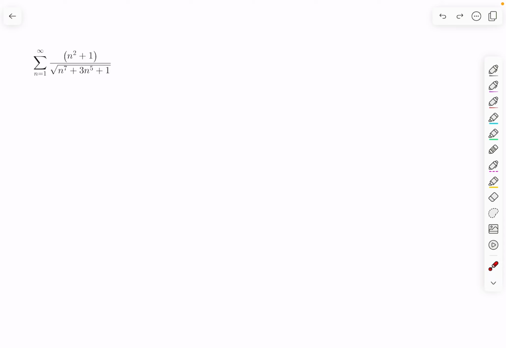I look at this and I ask myself, is there anything that I can strip away? Because if there is, then I am able to find a sequence that I can compare to, and I might be able to use a comparison test. So I'm really looking for, as n gets really big, what becomes insignificant? Well, this plus 1 would become insignificant, because what is adding a 1 to infinity going to do? Nothing. So I can strip this away.